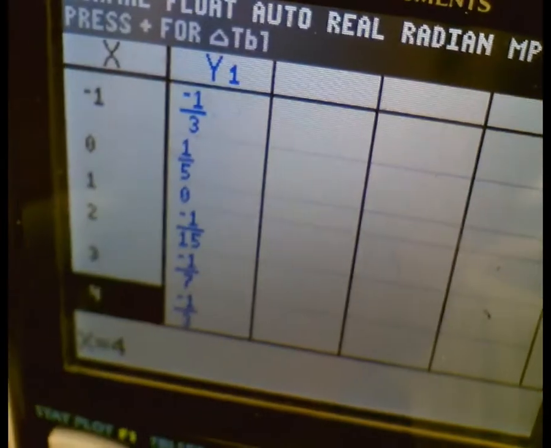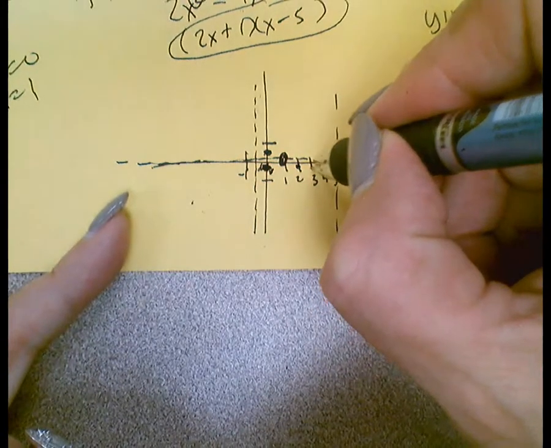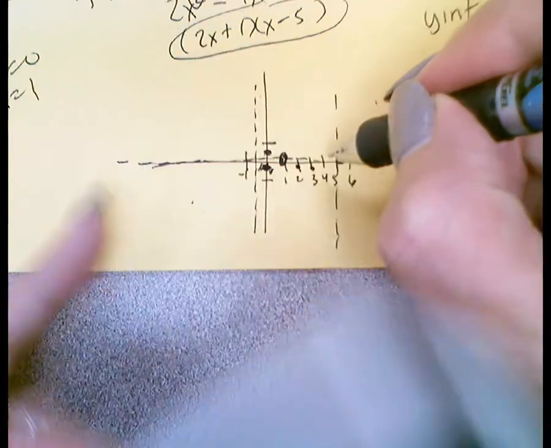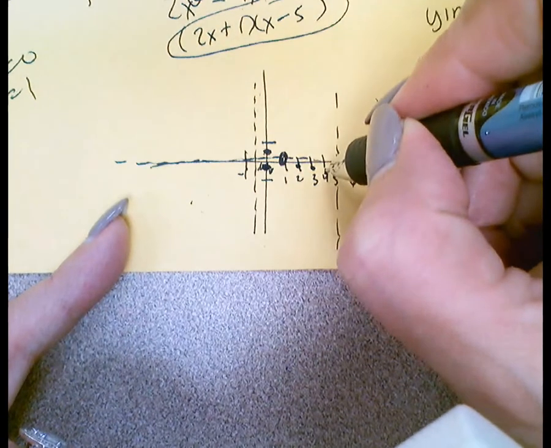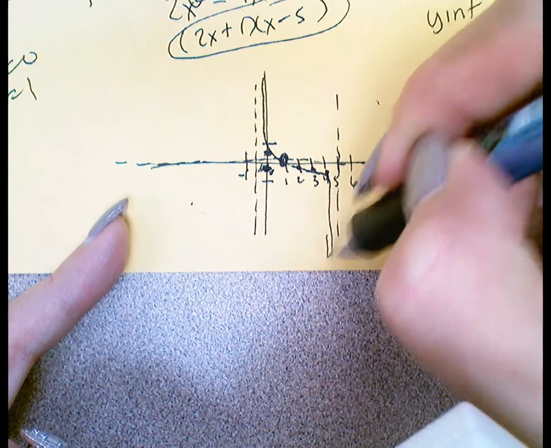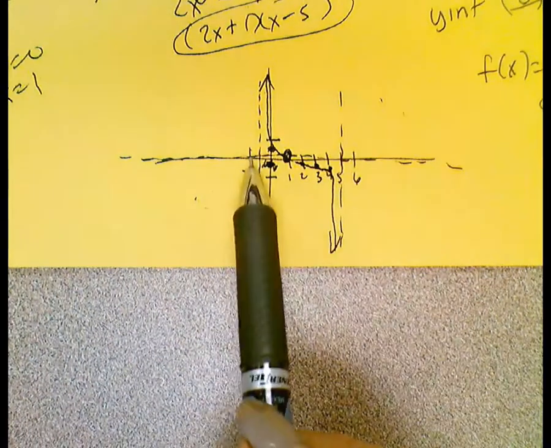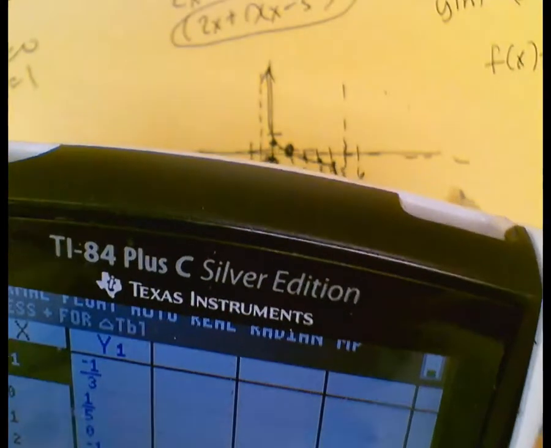So 2 is negative 1/15, so that's really small. 3 is negative 1/7. 4 is negative 1/3. So I think I can finish my middle curve now. So my middle curve, it's not pointy like that. Sorry, it's supposed to be curvy. And then I need some points like negative 1, negative 2, negative 3. So let me go back up.